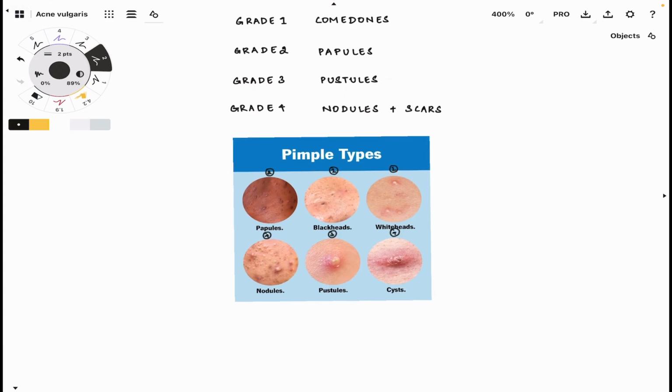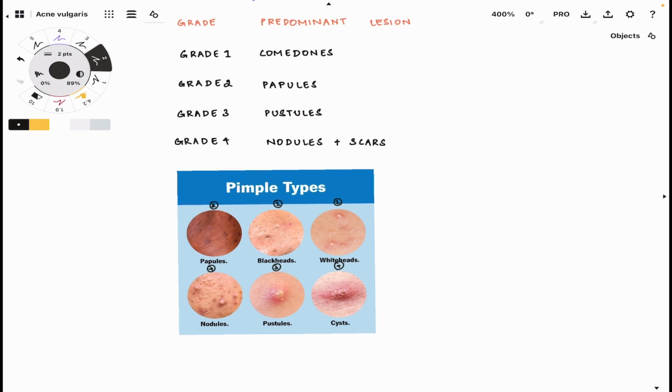As you can see in the image, image 2 and image 3 are blackheads and whiteheads respectively, which are known by the medical terminology comedones. These are related to grade 1. The first image represents the papules and these are related to grade 2, and the fifth image is pustules and it is related to grade 3. Image 4 and image 6 are nodules and cysts respectively. These are related to grade 4.